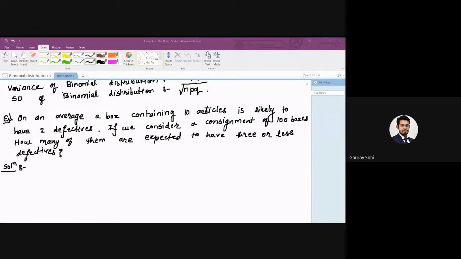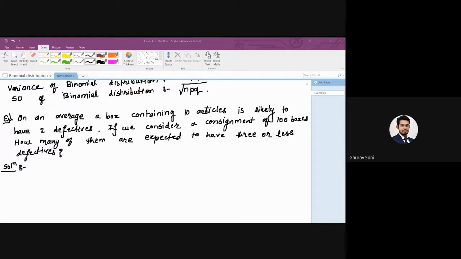What is the number of trials? 3. Sure. Number of trials is 3. 100. 100 is the total. I mean, the consignment is of 100 boxes. 10, 10, 10.